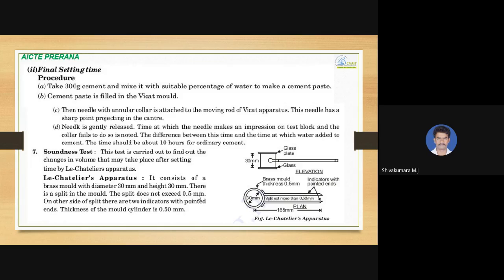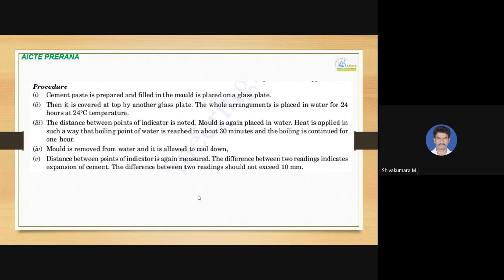And then place it in a water bath. About 30 minutes you will have to place it in water, and then boiling you need to start. You need to boil the water, and the mold is removed from the water and allowed to cool. This should be done for a duration of 24 hours and maintained at a temperature of 24 degrees Celsius initially.